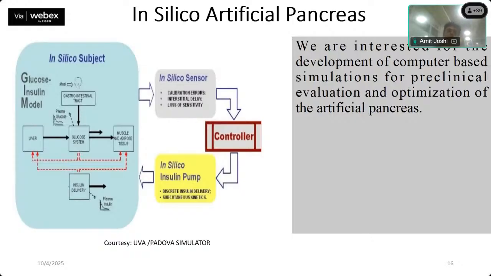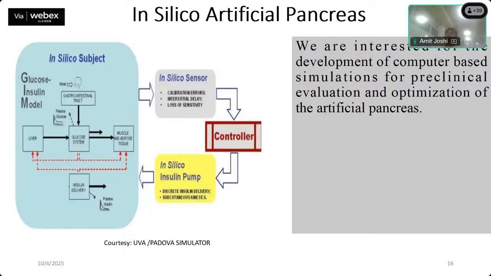This is the in silico artificial pancreas board. Okay, so that we have taken from that manual itself. So ultimately this is the in silico subject simulator. Okay, here we have a silicon sensor. Then we have a controller, and this controller is connected with the insulin pump. Okay, now what is the role of the controller? The controller will send the command to the insulin pump, and according to the command it will release the insulin inside the body.